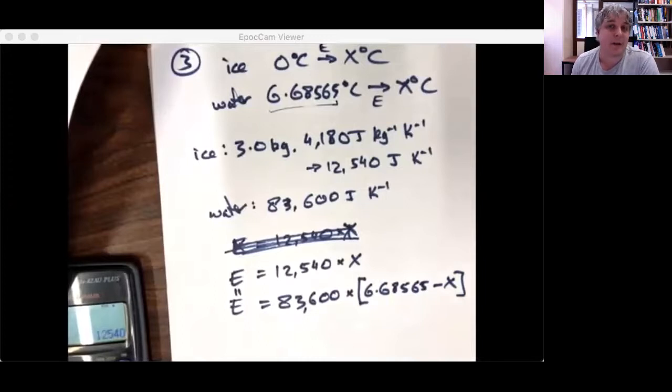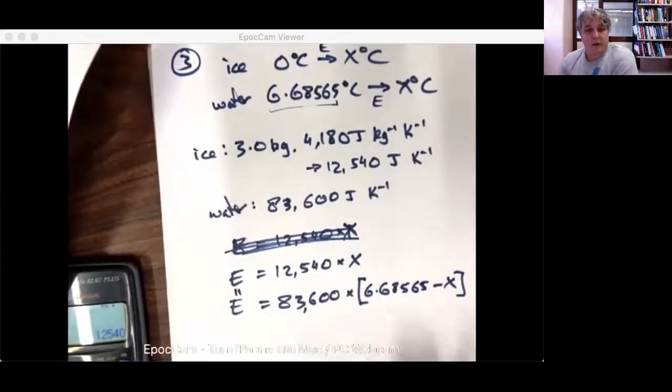And again, just keeping in mind that we know that the system is going to come to equilibrium somewhere between 0 and 6.7 degrees Celsius. The water has to cool down, so it has to be less than 6.7. The ice has to heat up, so it has to be more than 0. So you would find, hopefully, that it ends up in that range.